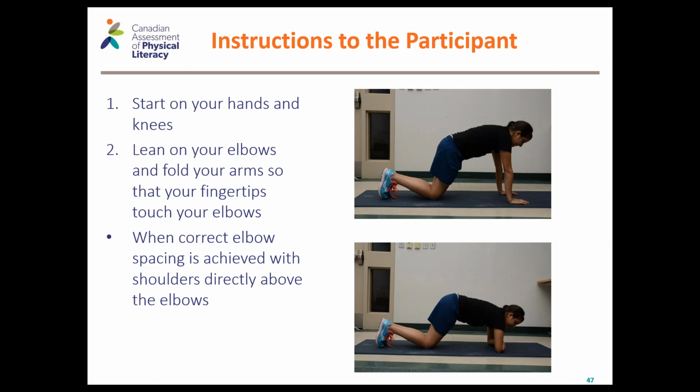This one is a little bit trickier to assess, but essentially you're going to get the child to go through the protocol in steps. You're going to get them to start on their hands and knees, then they're going to lean in on their elbows and fold their arms so that their fingertips touch their elbows, just like the picture on the bottom. When correct elbow spacing is achieved, the shoulders should be directly above the elbows.